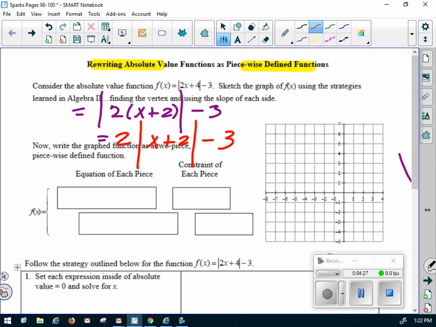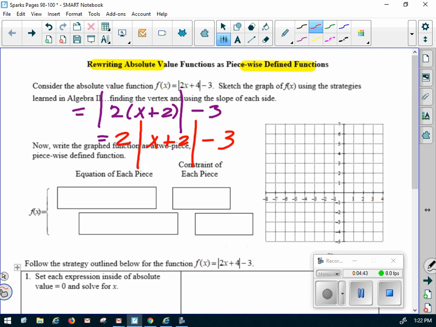So you ought to be able to tell from there, not only do you have a left 2 and a down 3, what does this 2 do? Which way? Stretch which way? Vertical stretch by a factor of 2.